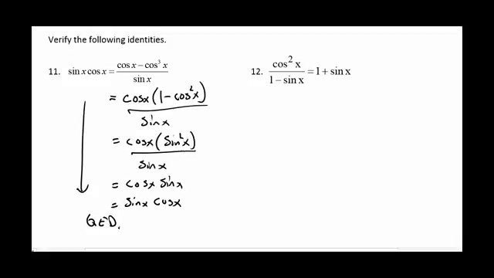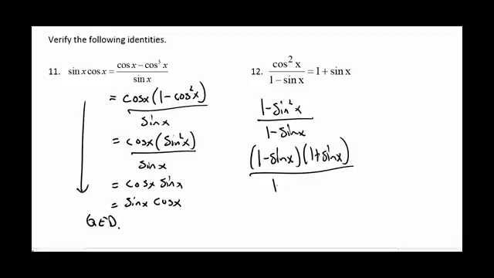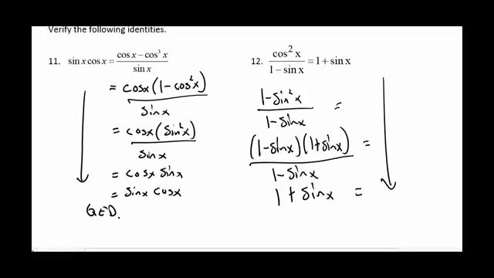Number 12. Okay, so same trick we did a second ago. I'm going to replace cosine squared with 1 minus sine squared over 1 minus sine x. And this time I'm going to use difference of two squares to split up the 1 minus sine squared. So that'll be 1 minus sine x times 1 plus sine x, all over 1 minus sine x. And what do we notice? The 1 minus sine x divides out, and we're left with 1 plus sine x, which is exactly what we were trying to show.